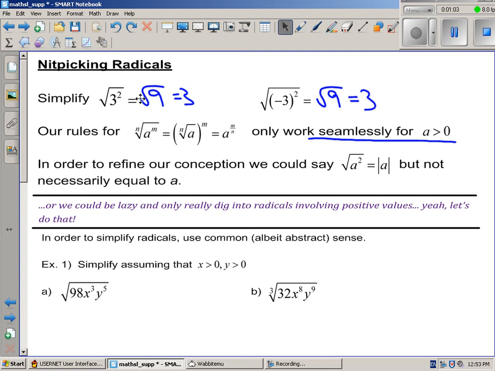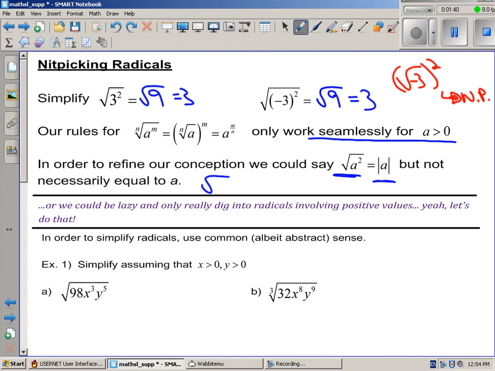Okay? If we took one more look at this and said we wanted to do the square root of negative 3, all squared, you'd probably say that's not possible. I can't do it in that order. So if we wanted to refine our conception of the square root of a squared, we could say the square root of a squared is actually the absolute value of a, but it's not necessarily equal to a. And that will be true when you're dealing with a lot of the even roots. It won't be an issue if you're dealing with odd roots.